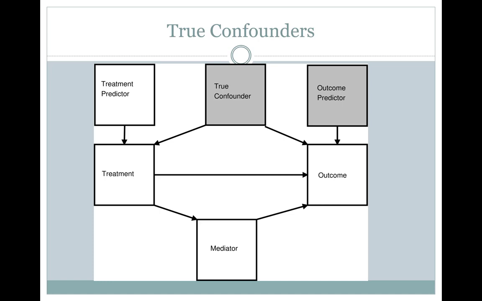Now, what we don't want to include ever in the propensity score model is a mediator, right? Because a mediator is a consequence of the treatment, and including a mediator in the propensity score model will essentially be blocking that path from treatment to the outcome. So you're essentially removing part of the treatment.